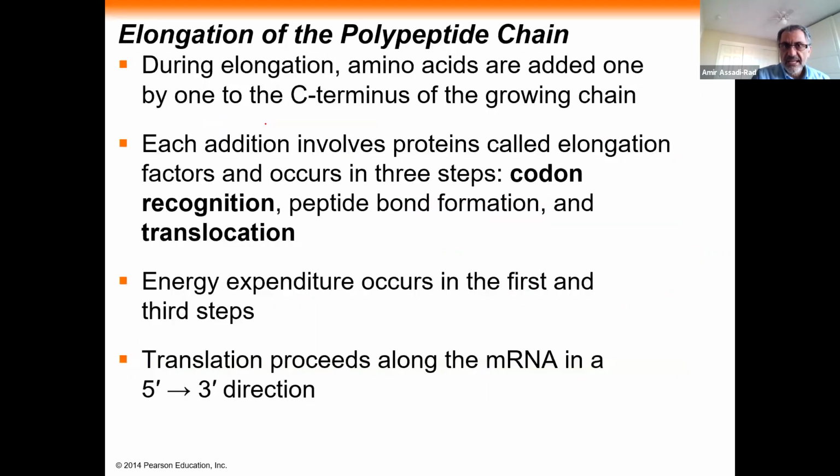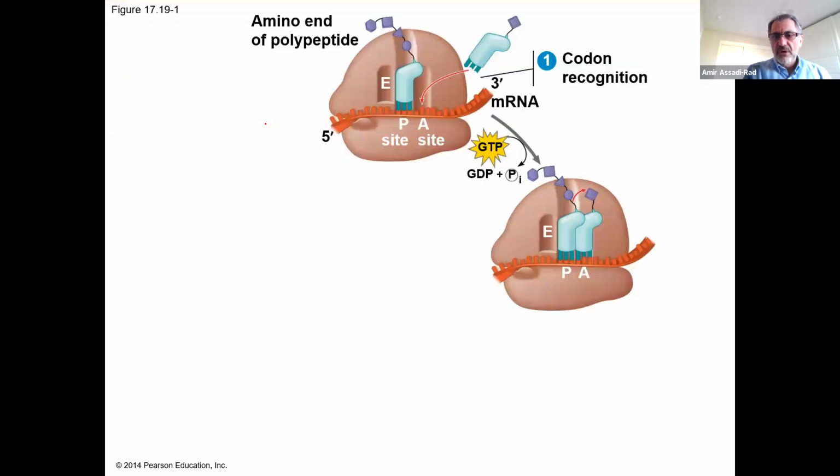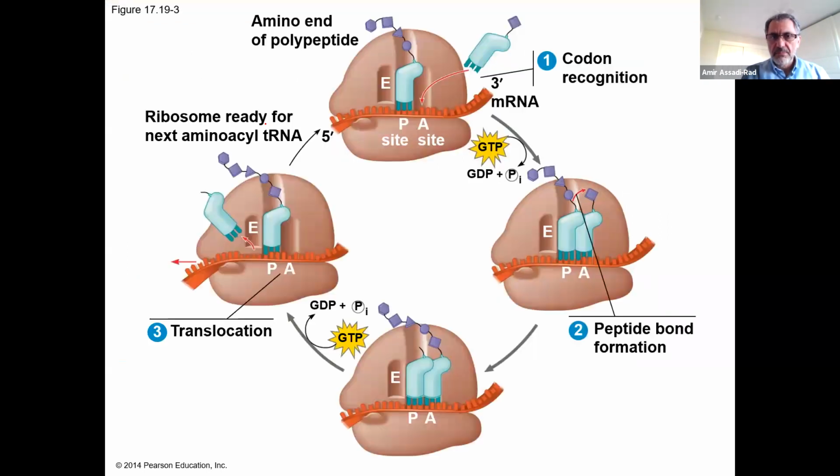And then after that, the elongation is codon recognition, translocation, and energy expenditure occurs in the first and third steps. And of course, translation proceeds along the mRNA right here. They're showing it to you nice and beautifully. Nice diagrams. That is how things are happening in here. And then you need a GTP at the beginning right here. But when the amino acids are attached and then they're exiting, you need another GTP.